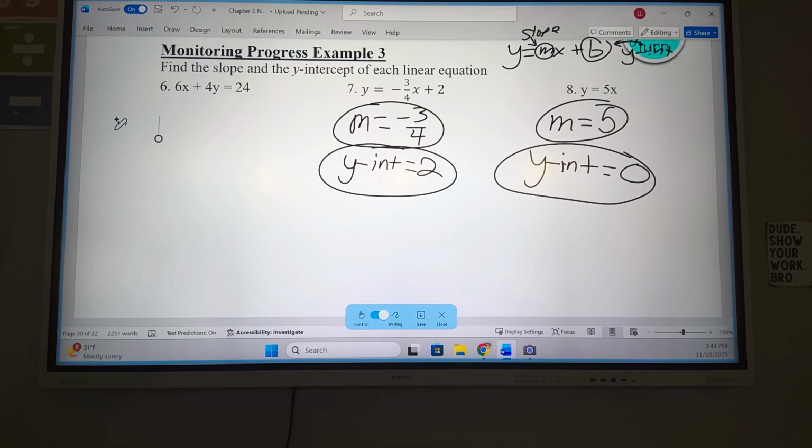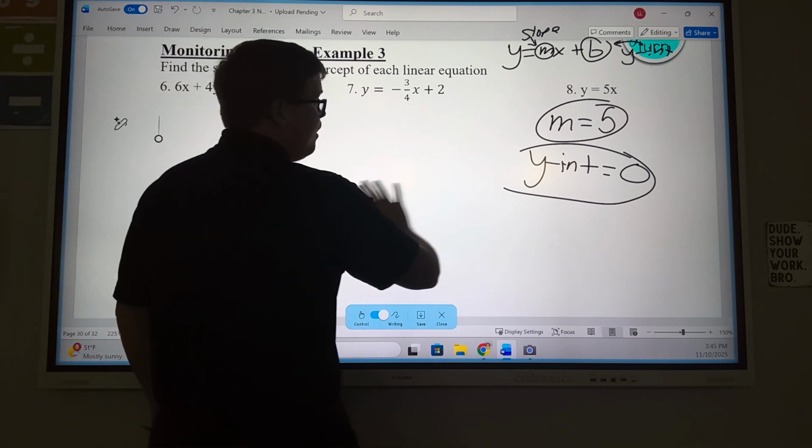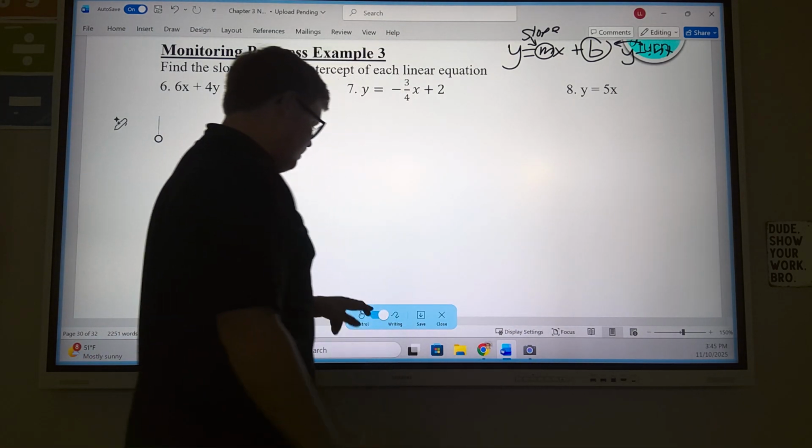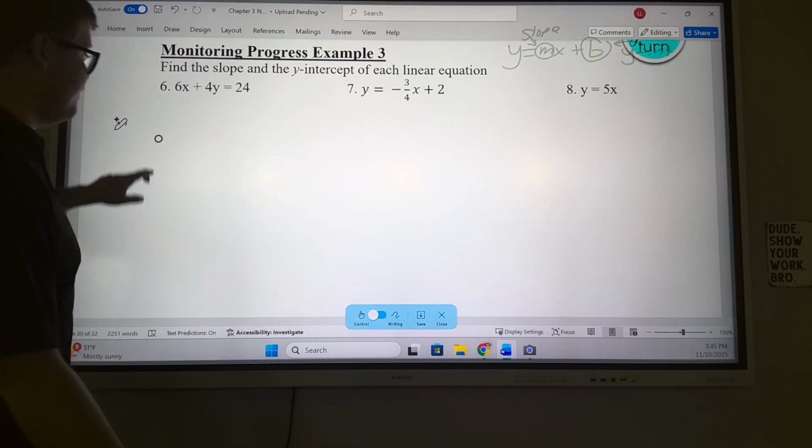Okay. By now, you should be able to identify slope and the y-intercept from equations. If not, and you're still struggling, please send me an email or talk to me in class. All right, moving on. We're going to move on to graphing.